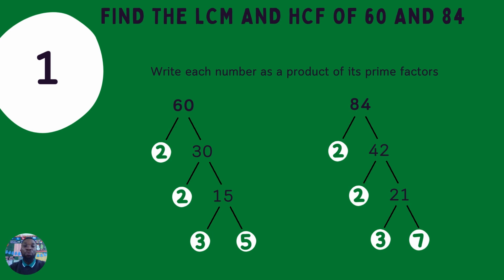We can now move to 84. That is for 60. We can now move to 84. So let's have 84 first. Which number can divide 84 with the lowest number? So we can use 2. So 2 can divide 84. How many times? Okay, we have 42 here.